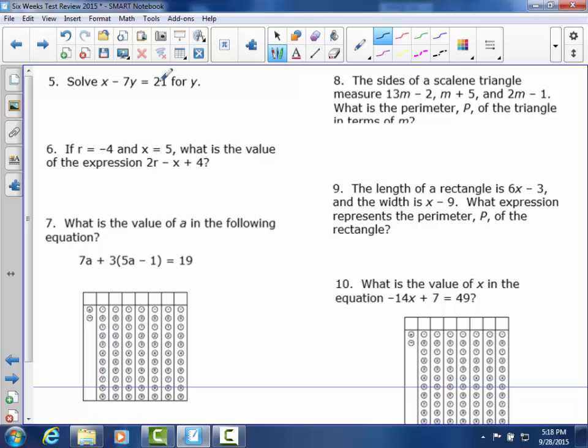Solve x minus 7y equals 21 for y. Okay, this gave y'all some fits before when y'all said for y, you were like, how do we do all that? Remember, the y is just telling me what I want to have by itself. I have a choice between x and y, 2 different variables, so they're telling me go for y. Okay, so once I identify that it's y, I can remove that statement altogether.